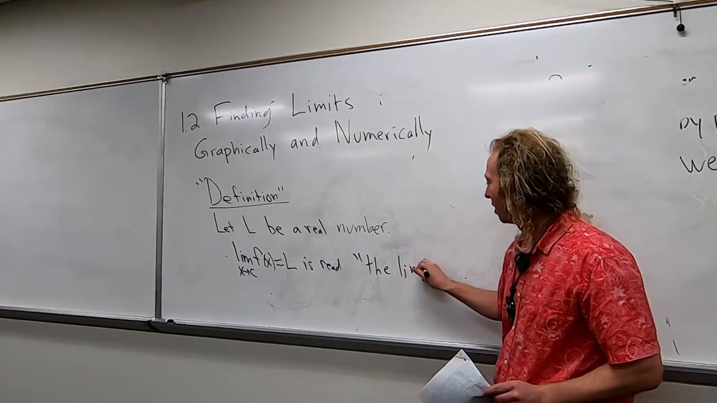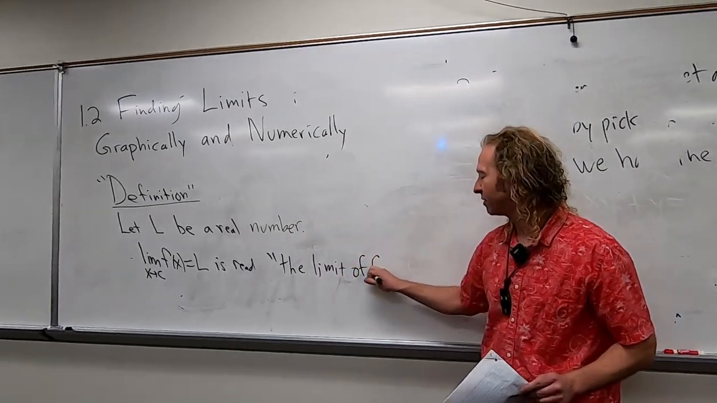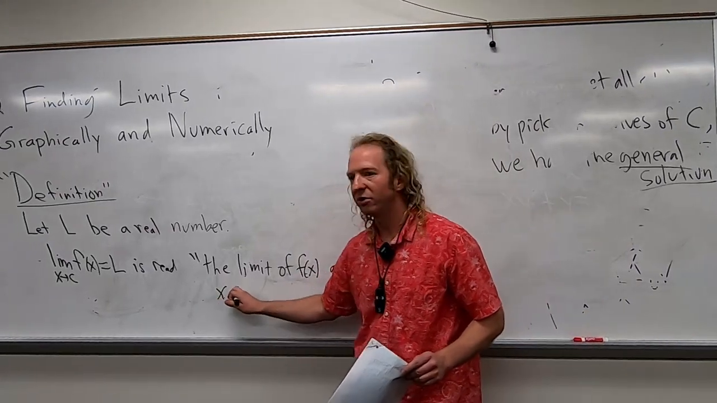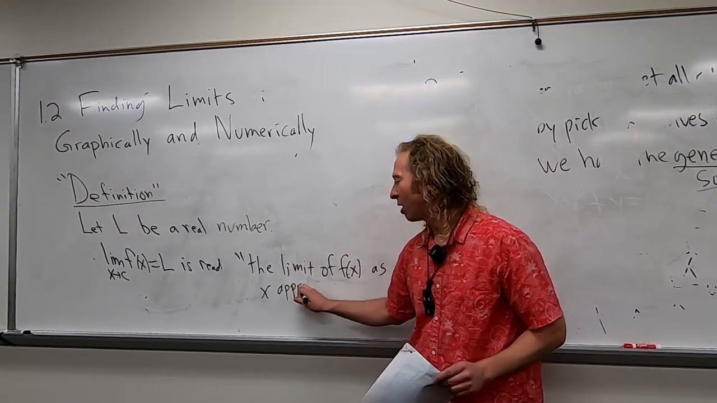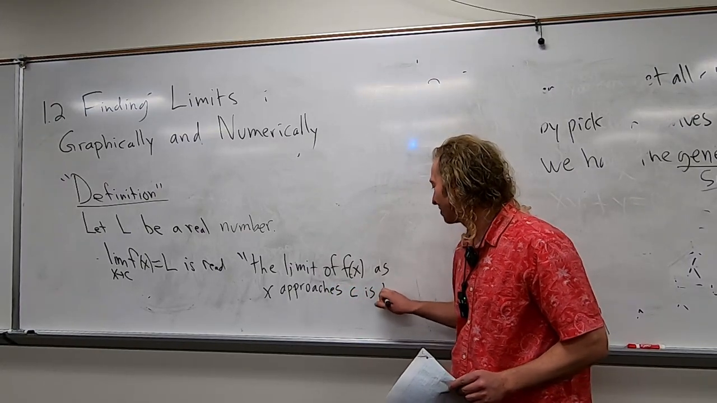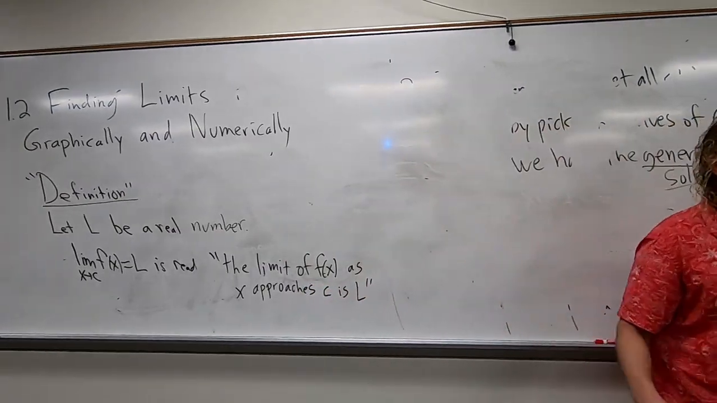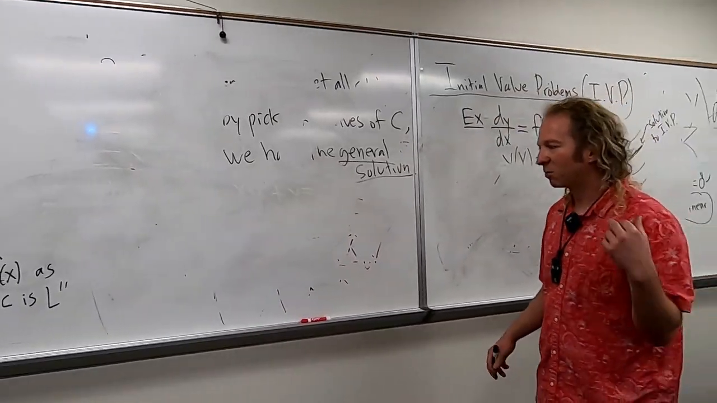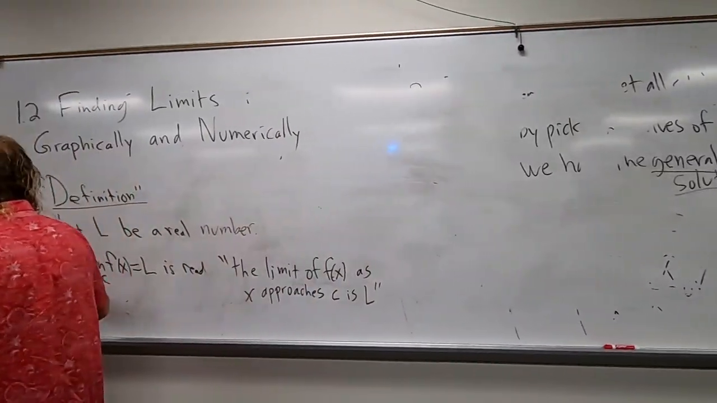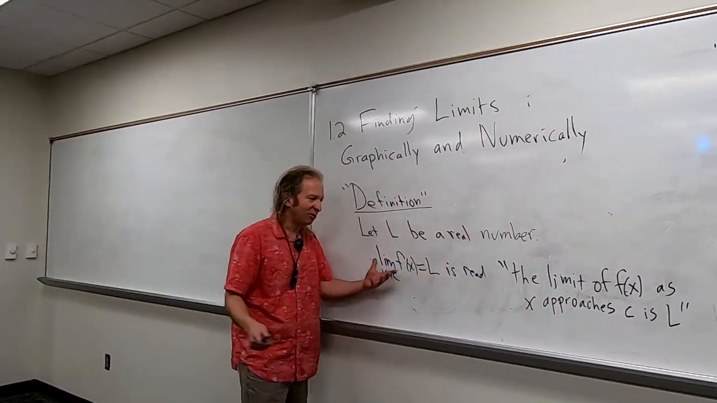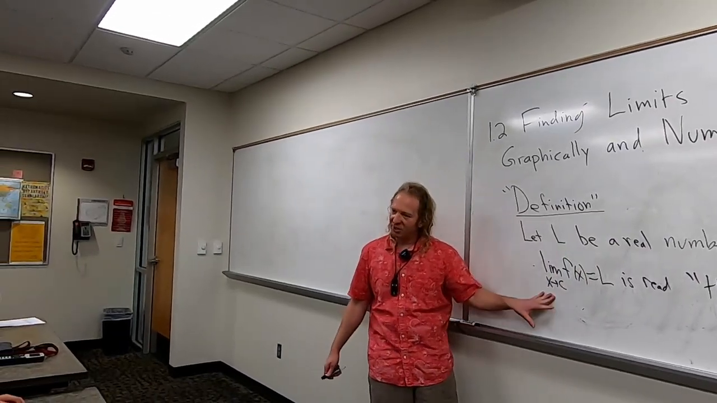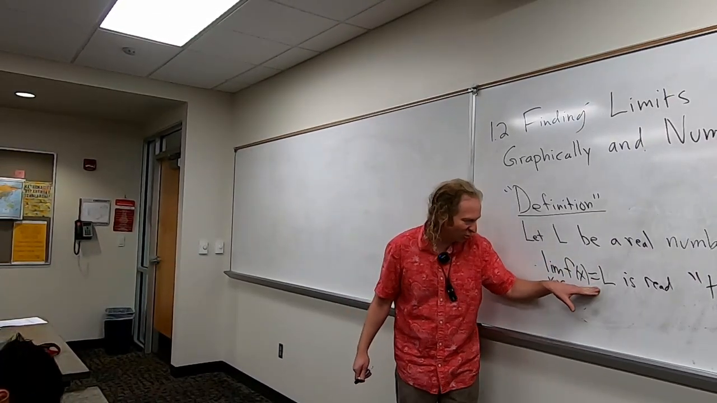The limit of f of x as x approaches c is L. That's how you read it. I'll pause here. So the limit of f of x as x approaches c is L. That's how you read it. You can also say the limit as x approaches c of f of x is L. So you could say as x approaches c before you say f of x. So the limit as x approaches c of f of x is equal to L.